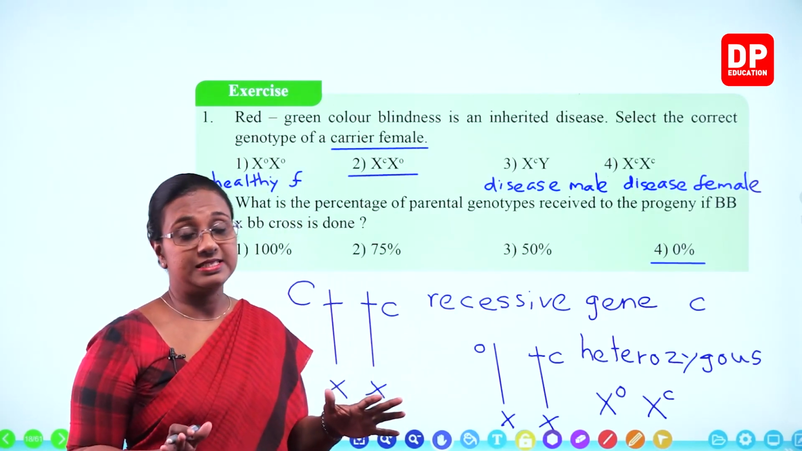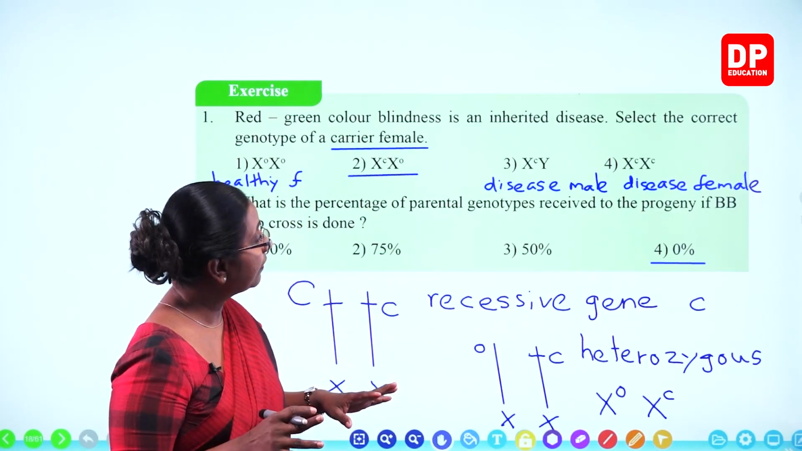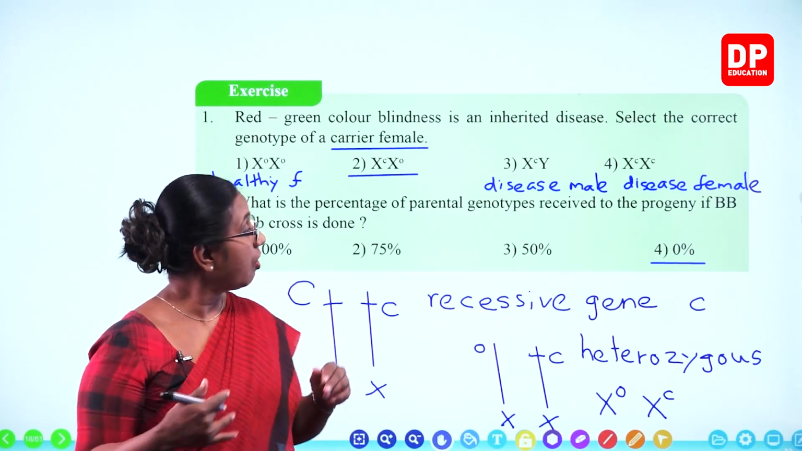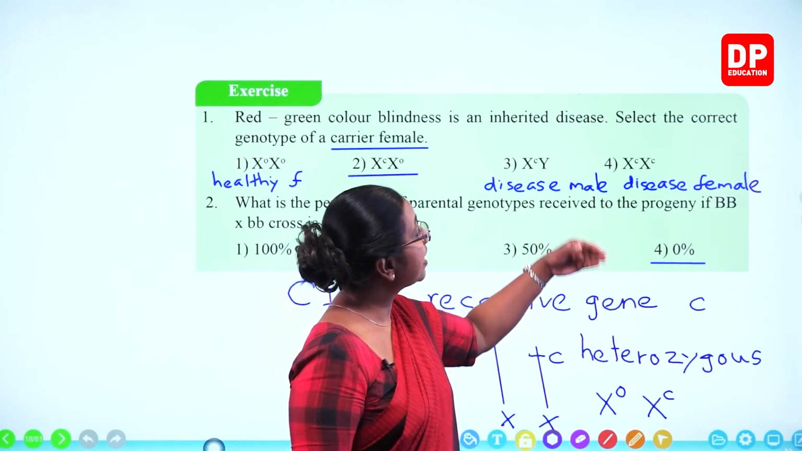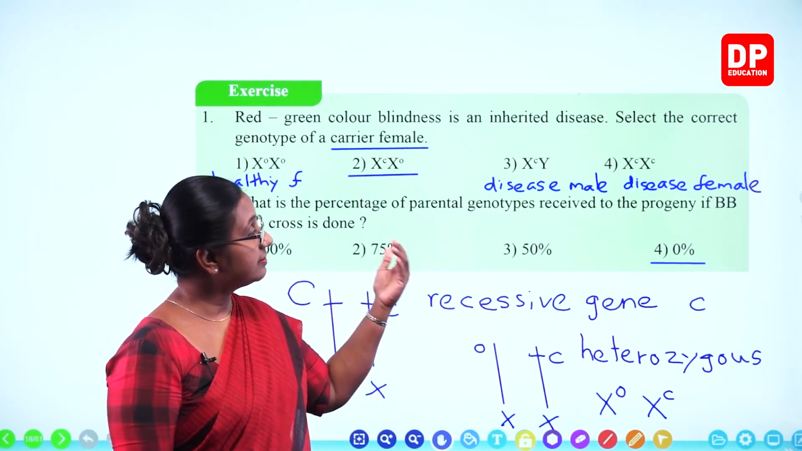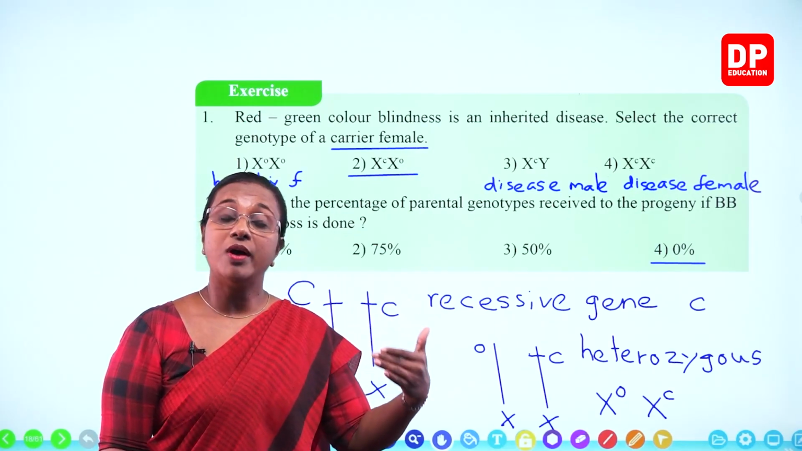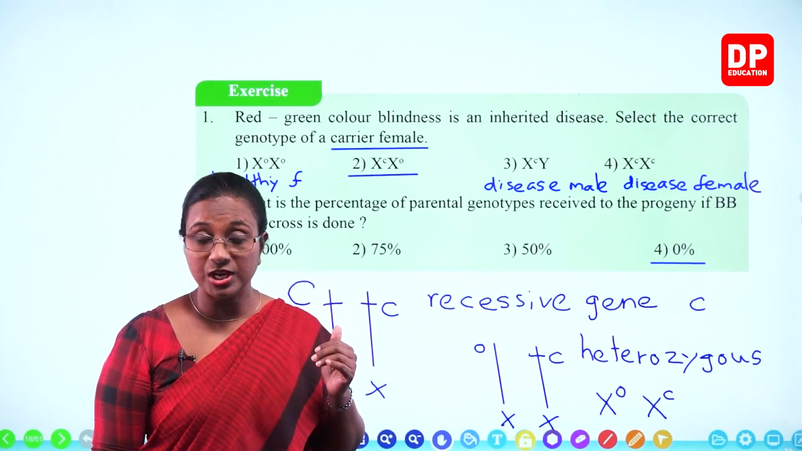But in an instance, if you get a question where they refer to the F2 generation, or let's say they refer to it as first progeny and second progeny, or F1 generation and F2 generation.